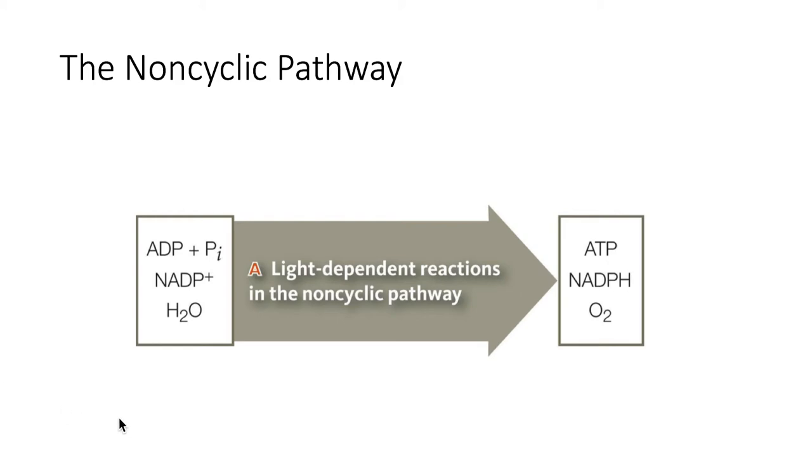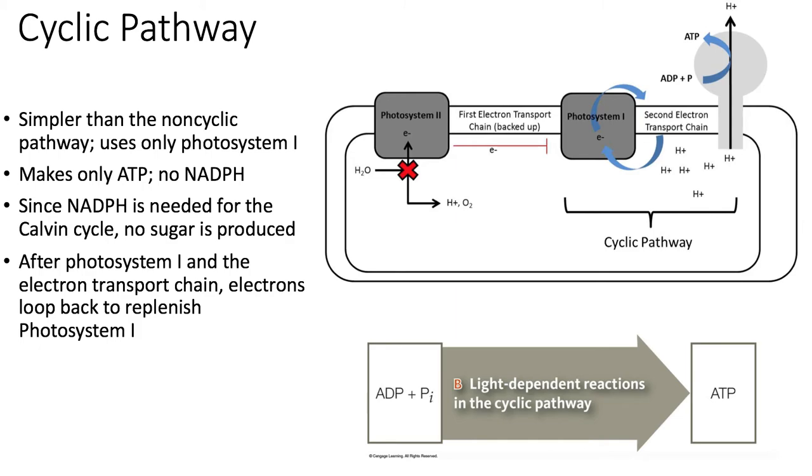And here is a nice summary of what's happening. We are going from ADP and a phosphate group, and we are ending up with ATP. We are going from NADP plus to the reduced version, NADPH, and our water has been split and we were left with oxygen. So these are the outcomes of the non-cyclic pathway. Okay? The other pathway is the cyclic pathway. Now this pathway is the one that you don't need to know in great detail as you do the other pathway. It's simpler, however, and it only uses photosystem 1.